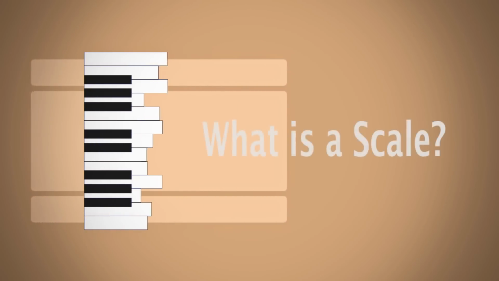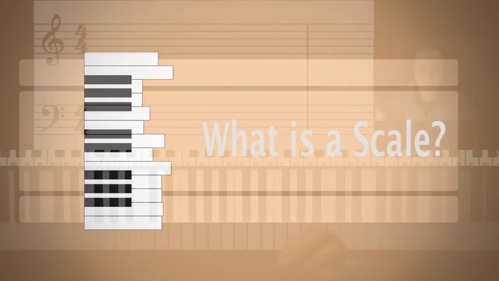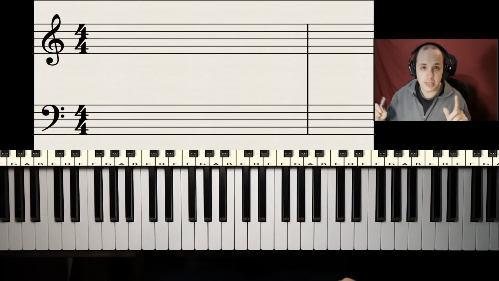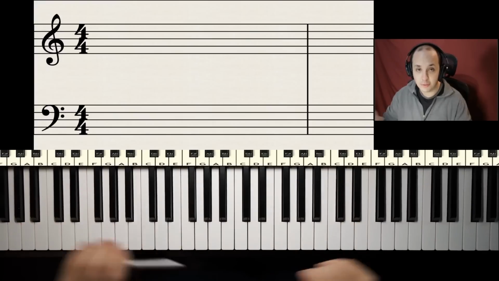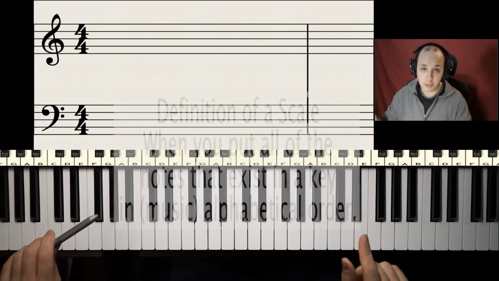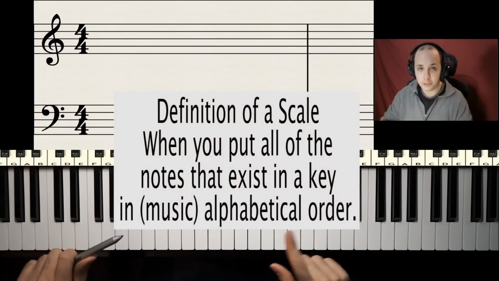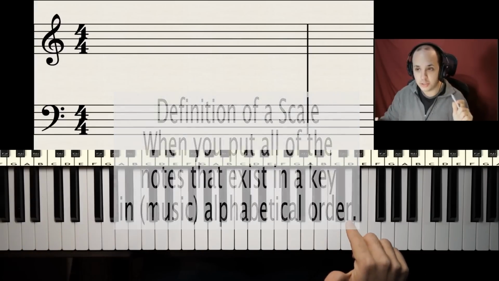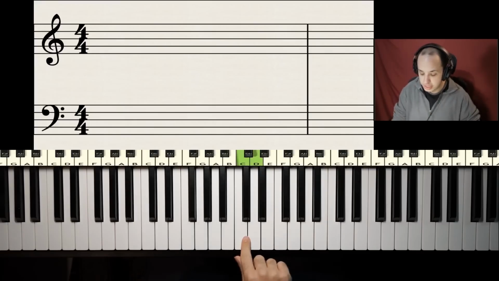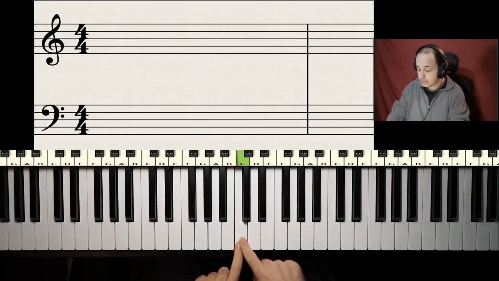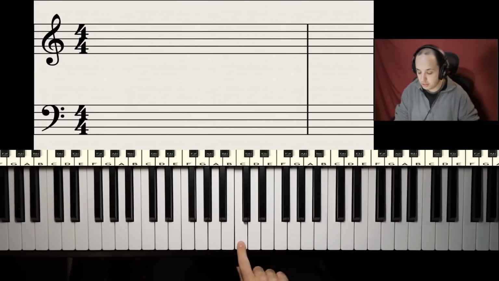Okay, so now we're going to talk about what is a scale. So basically this goes hand in hand with what is a key. If you put all the notes that exist within a key in alphabetical order, meaning musical alphabetical order, meaning when you get to G, after G you repeat, and you really start on the note of the key that you're on. So if you're in C major, you're starting on C, you're playing to the next C, and you're playing all the keys in between. That's a scale.